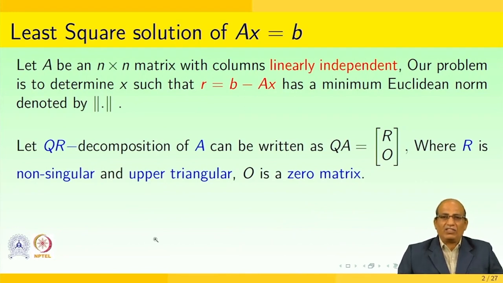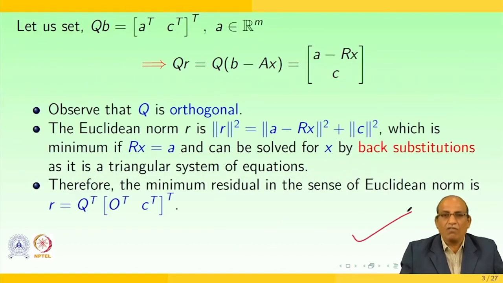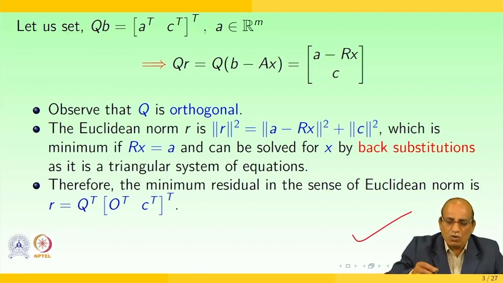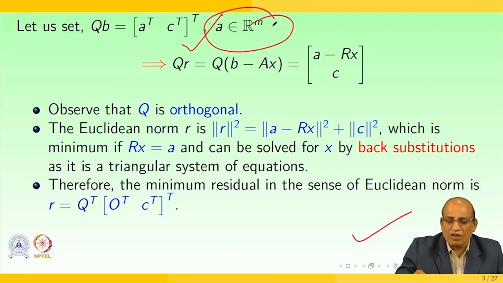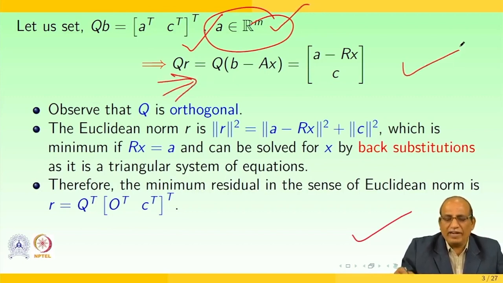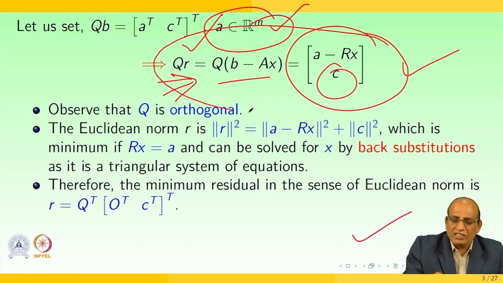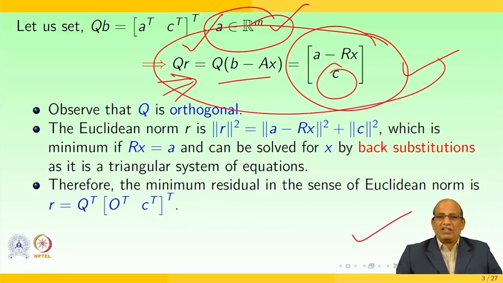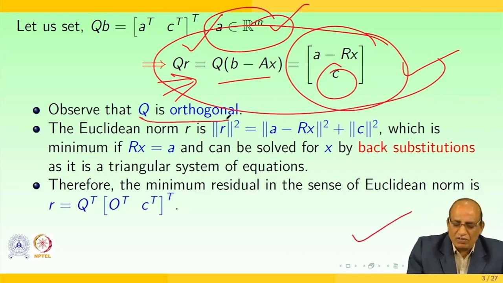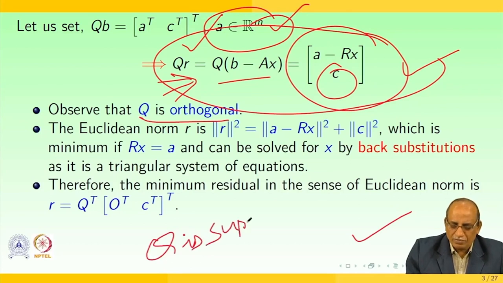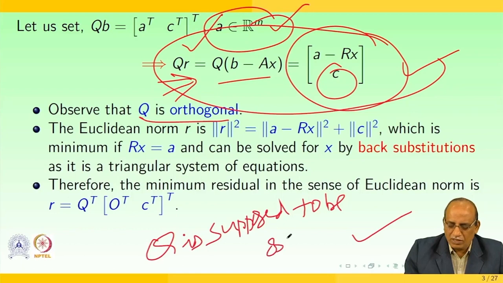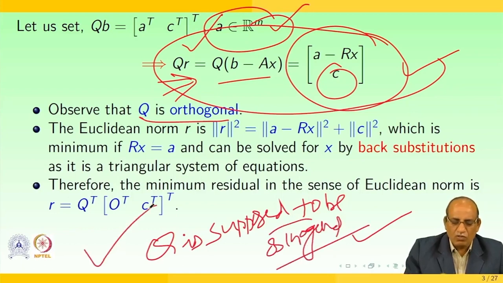Having had this concept, let us see how you can minimize this residue r = b - Ax. We set Qb = (a transpose, c transpose) transpose, where a belongs to R^n. Now this implies Qr = Q times (b - Ax), and that will be equivalent to (a - Rx, c). So essentially we are trying to write Qr as (a - Rx, c). Observe that Q is orthogonal.